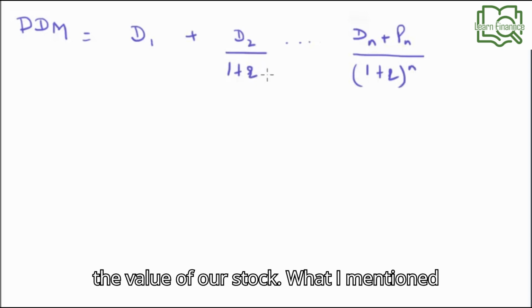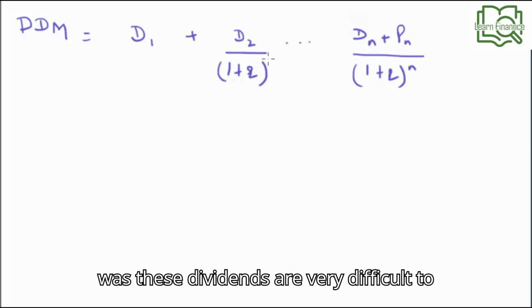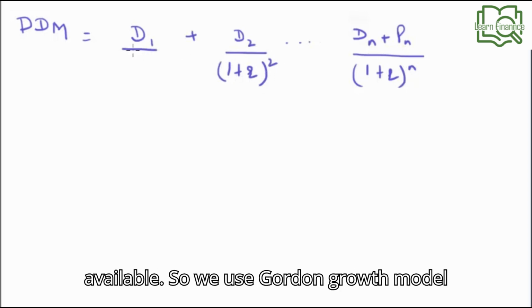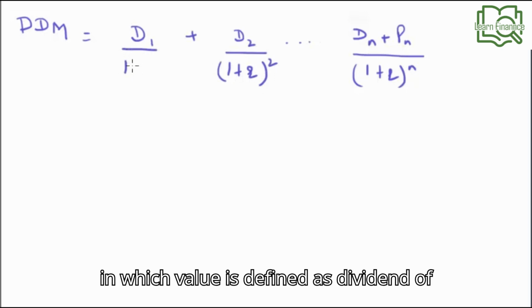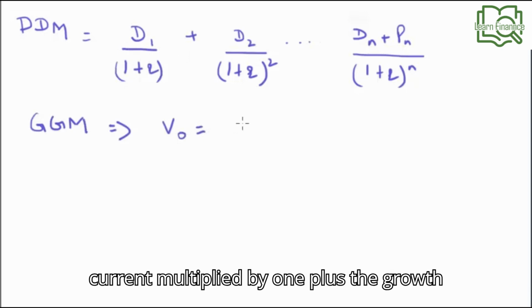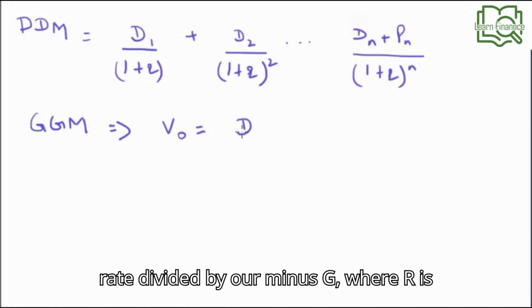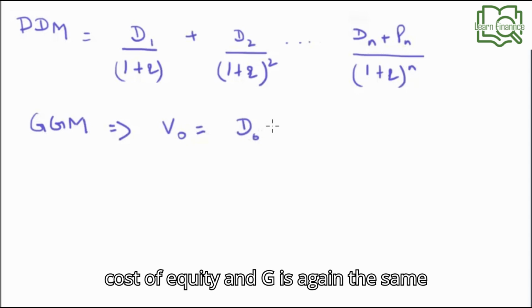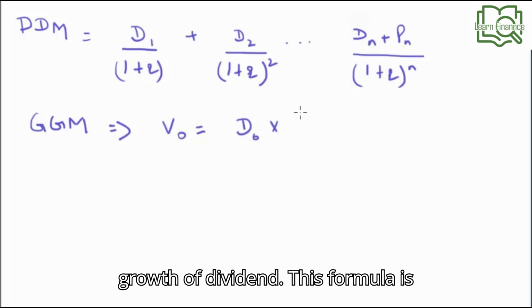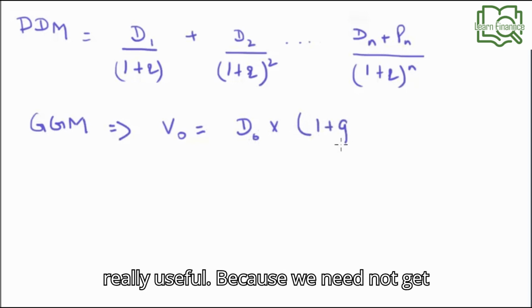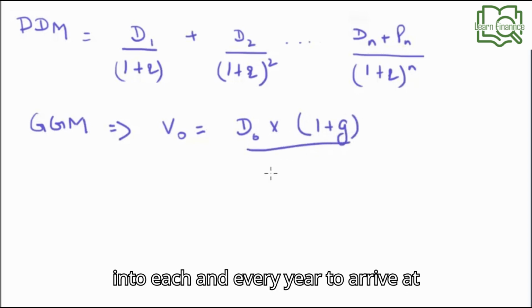What I mentioned was these dividends are very difficult to arrive at. The information is not available. So we use the Gordon growth model, in which value is defined as the current dividend multiplied by 1 plus the growth rate, divided by R minus G, where R is the cost of equity and G is the growth of dividend. This formula is really useful because we need not get into each and every year to arrive at this.